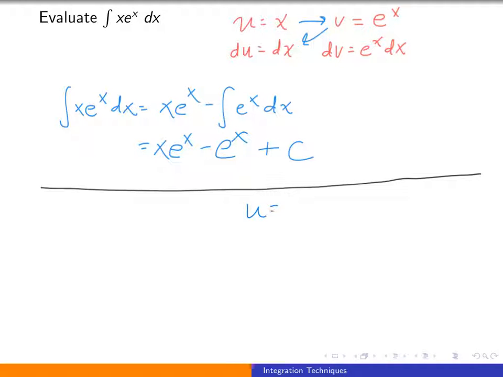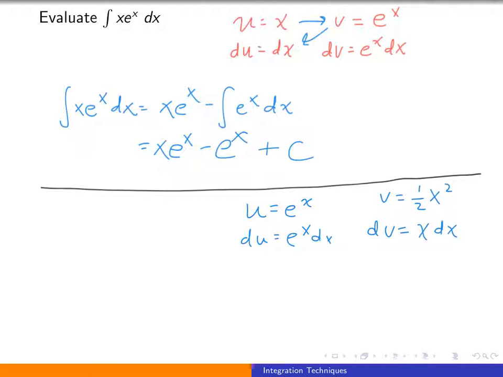If I was to instead pick u to be e to the x and dv to be the leftover x dx, it's a perfectly acceptable thing to do. So let's see what happens. The du is going to become e to the x dx, and the v is going to be the antiderivative of x, 1/2 x squared.